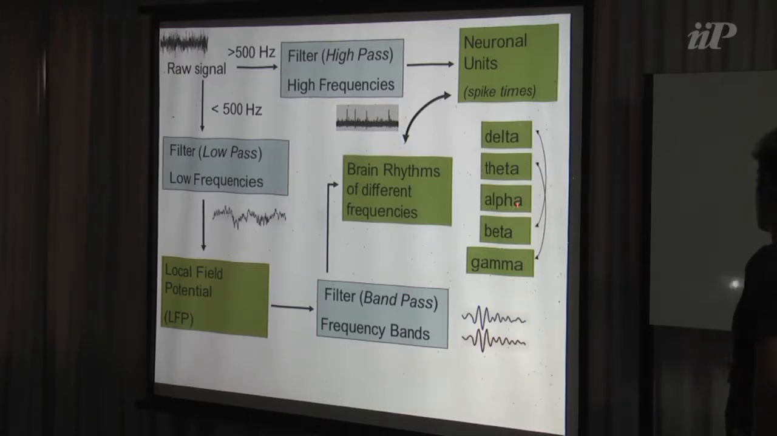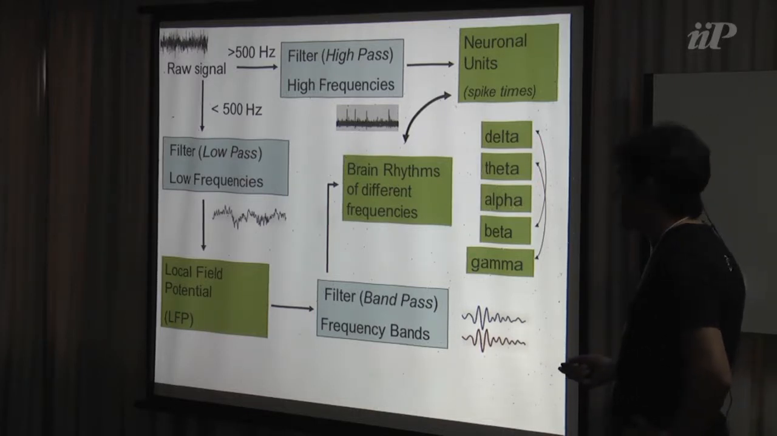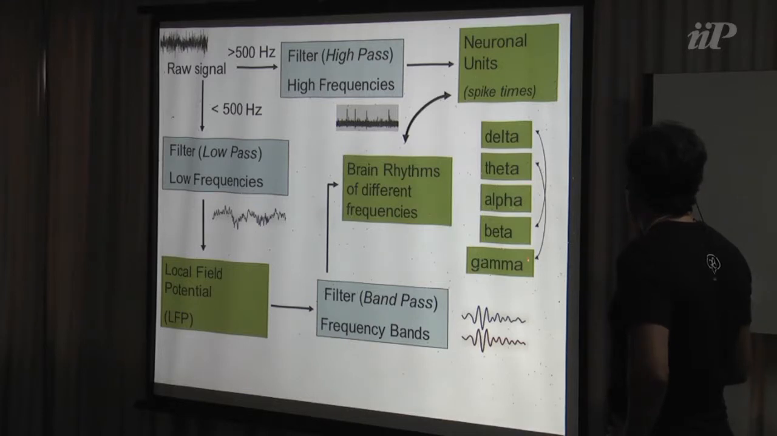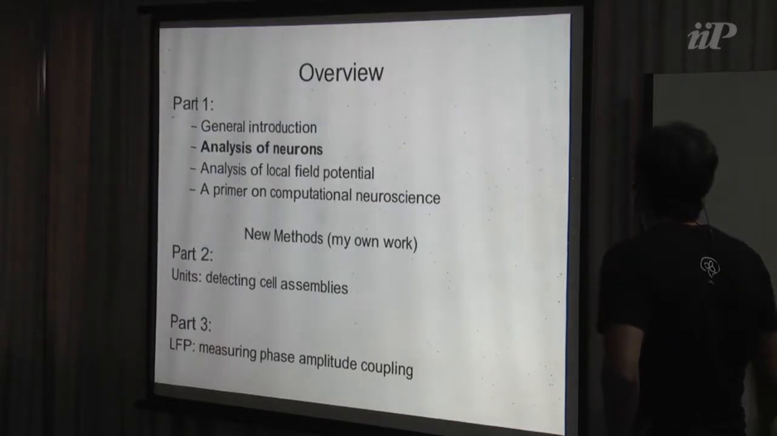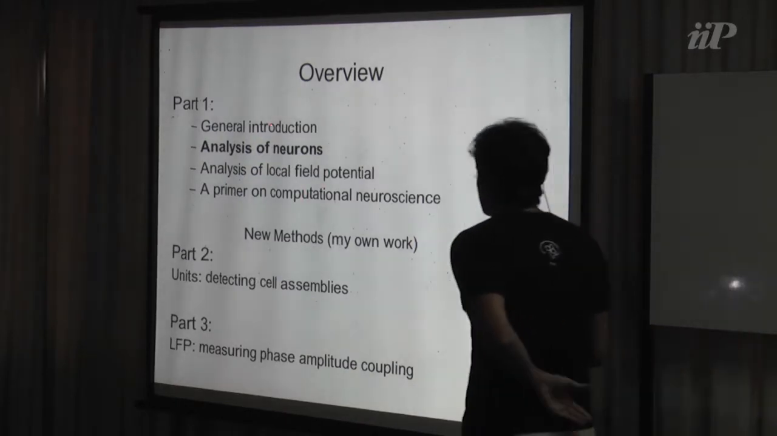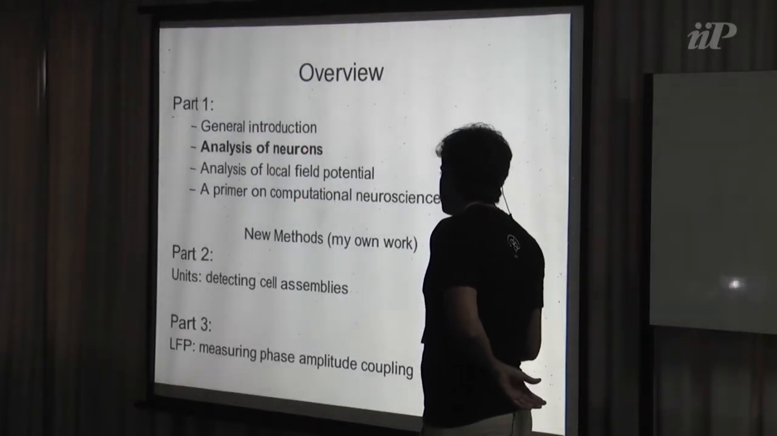And this is something I'm going to talk about, if time allows. I mean, nowadays I have been talking about how waves of different frequencies can interact with each other. Okay, this is called cross-frequency coupling. If time allows, I'm going to show you some results I got looking at this. Okay, so this was the general introduction. Now I'm going to talk about analyzing neurons.